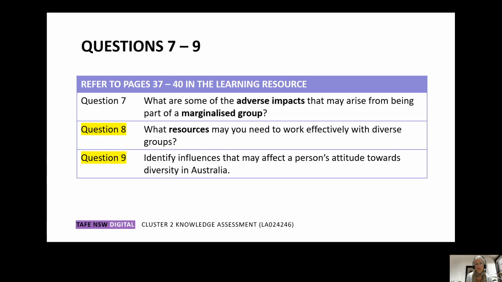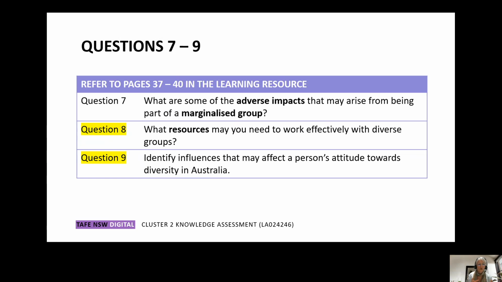So look out for that section of the learning resource where it's talking about a range of different people and resources that can assist you in working with diverse groups. Now, question 9 is asking you to identify influences that may affect a person's attitude towards diversity in Australia. So you just need to think about who's influenced you in your life. Read the learning resource because you'll find the answers right there within those pages.